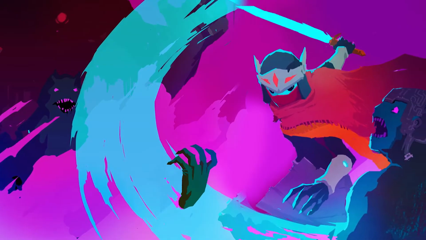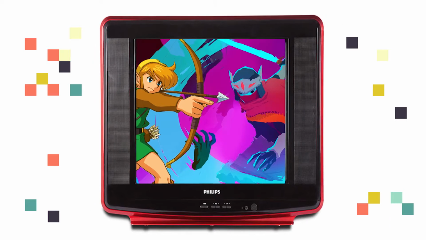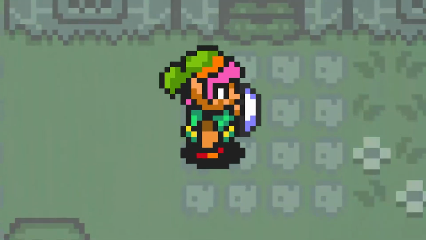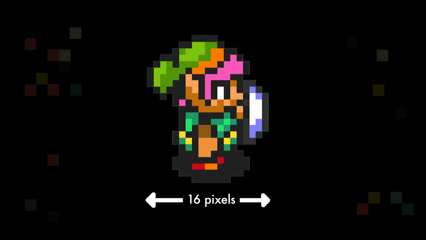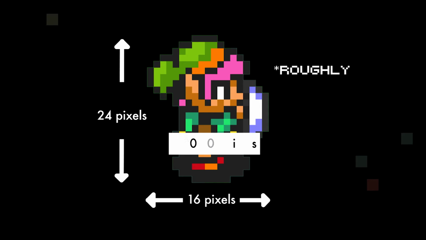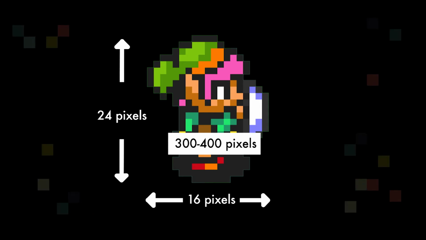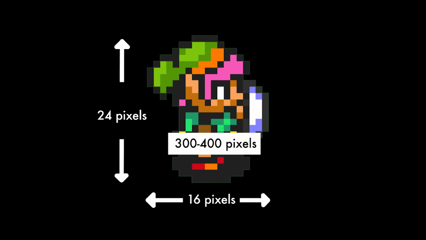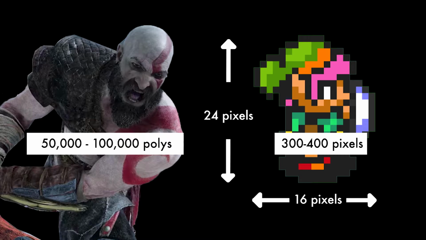Hyper Light Drifter's main inspiration is clearly A Link to the Past on the Super Nintendo. In that game, Link's sprite is only 16 pixels wide and 24 across, which makes for a total of around 300 to 400 pixels. That's compared to, say, roughly 50 to 100,000 polygons on characters in current AAA titles.